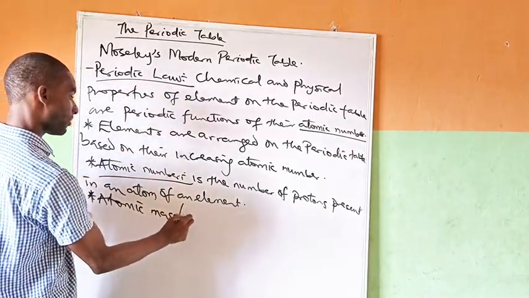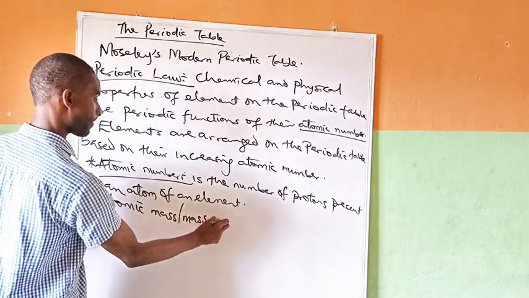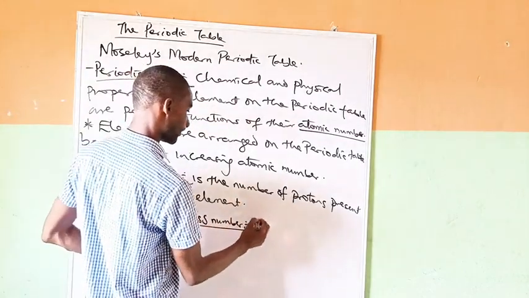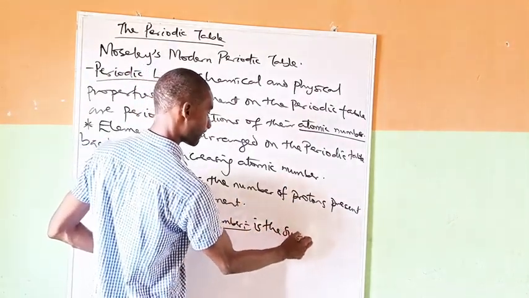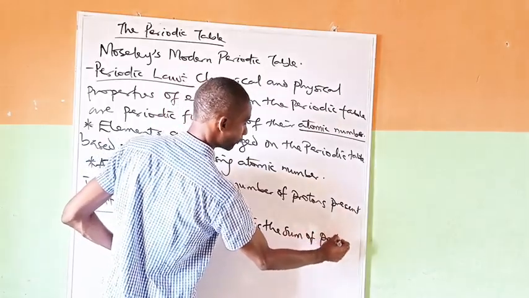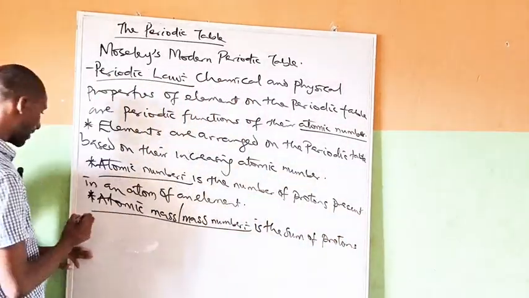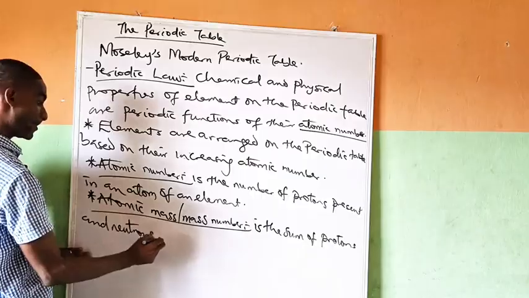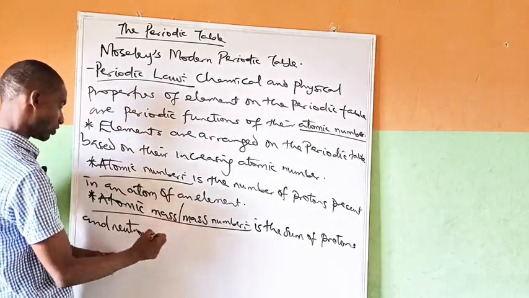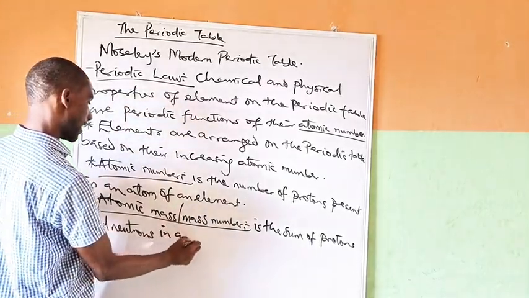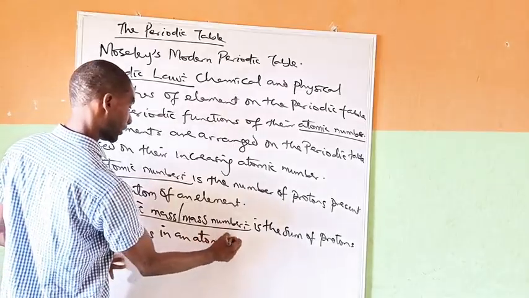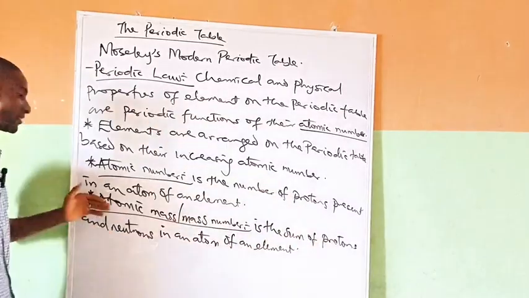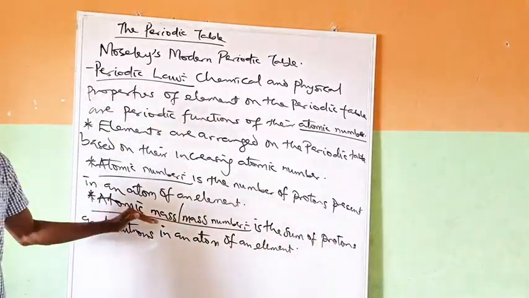which is also called the mass number, is the sum of protons and neutrons, all right, in the nucleus, okay, in an atom of an element. All right, so that's the difference between atomic number and mass number.